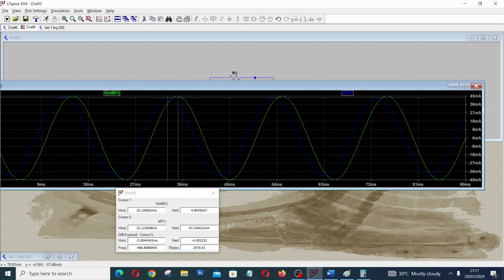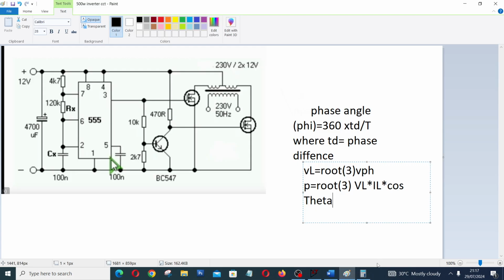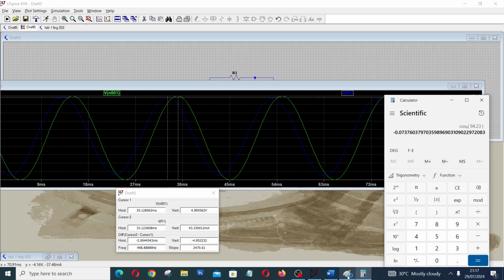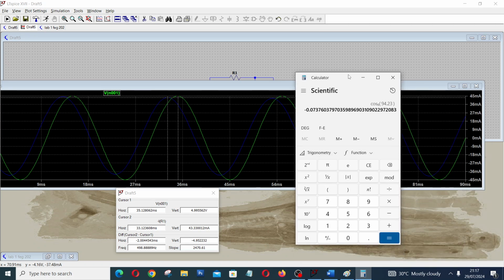Now let's make use of the cursor difference, which is 2.0044 milliseconds. As usual, our usual formula is the phase angle equals 360 multiplied by TD over period. Let's see what we're going to get. The cursor difference is 0.0020044 divided by 0.02, multiplied by 360, that will give you 36.0792. That is the phase angle.